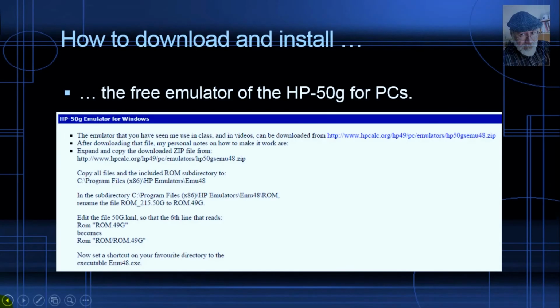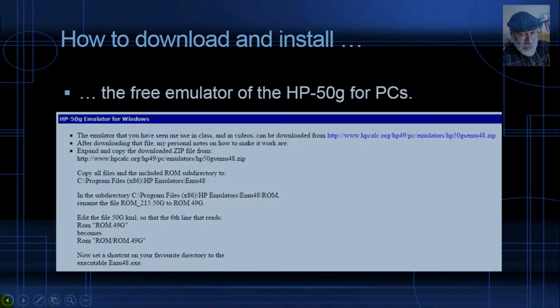This is just to preempt the question I get every semester of where can I go and download the emulator of the HP50G that you are using in your videos. You can freeze the video and read what is in there.